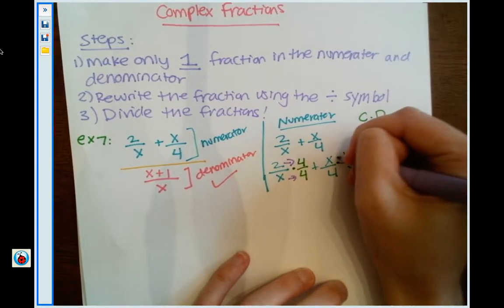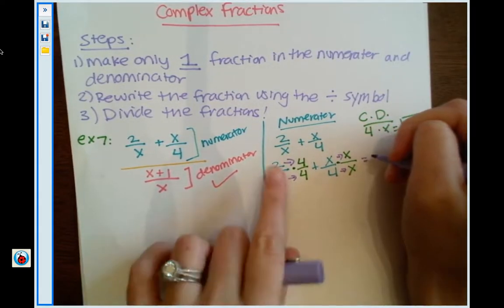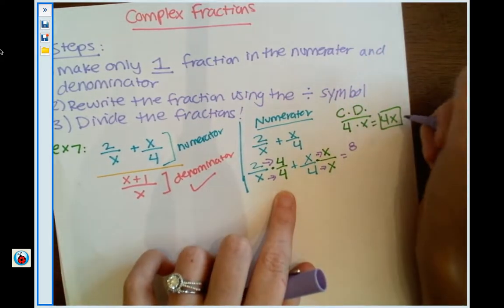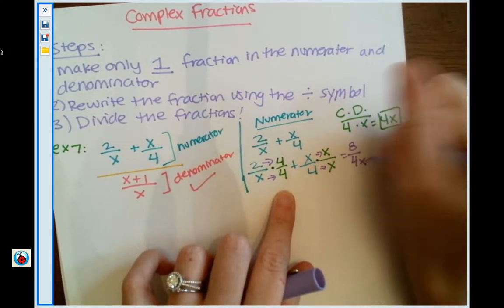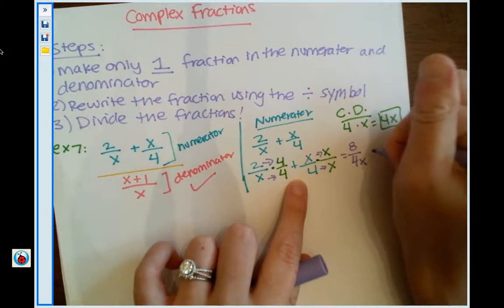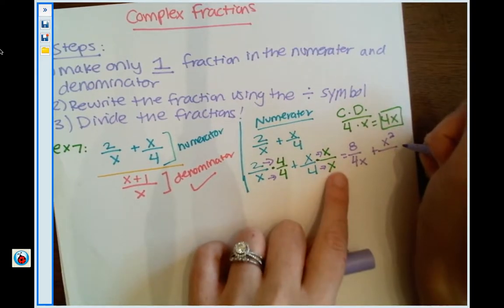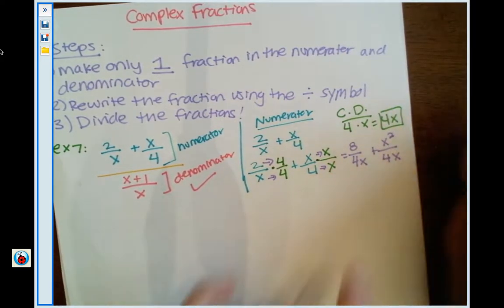So go straight across and straight across. So 2 times 4 gives me 8. And x times 4 gives me 4x. Holy hot dog, I'm in some common denominators. Plus, x times x gives me an x squared. And 4 times x gives me a 4x.